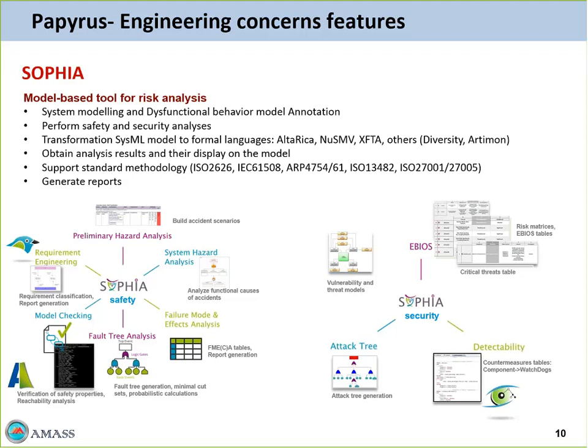So for the Sophia safety part, we have integration of the model analysis with our safety artifacts to transform them into different languages and to use them in other tools. For example, we have our information from the UML model annotated with the safety artifacts to AltaRica, to SMV language. We can also generate automatically the fault trees within the Papyrus environment, but also the files that can be used as input for the ESPA tool. Next, please.